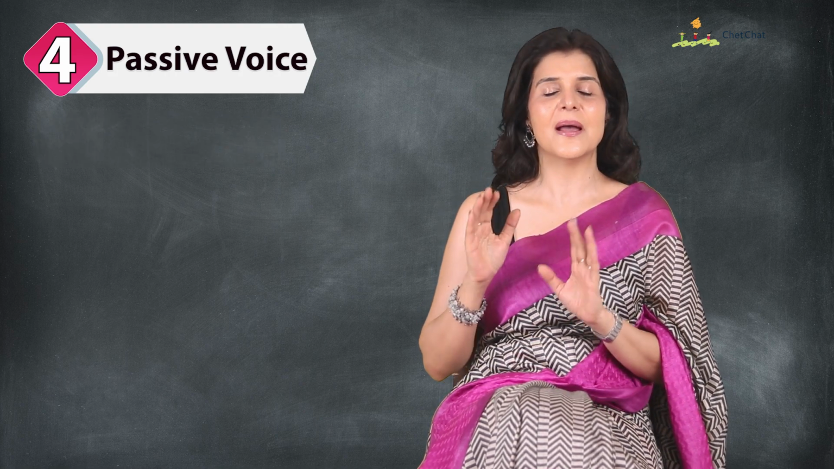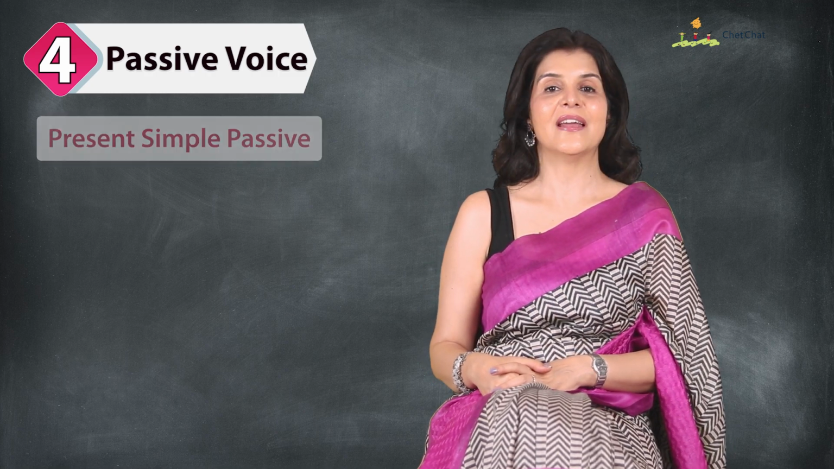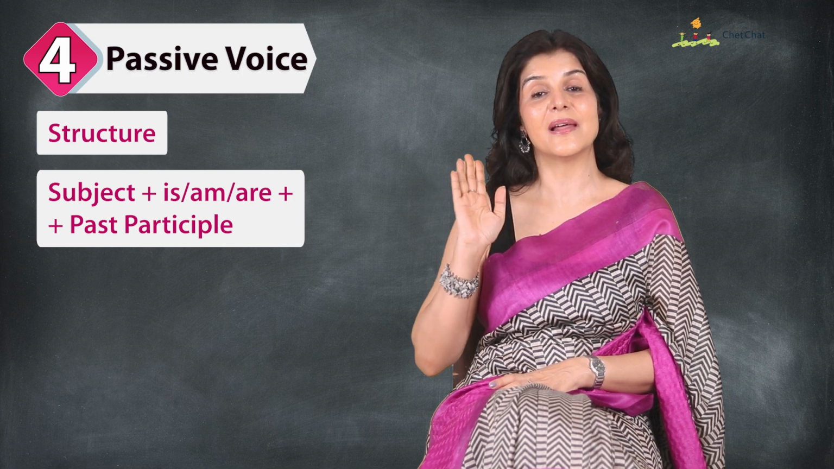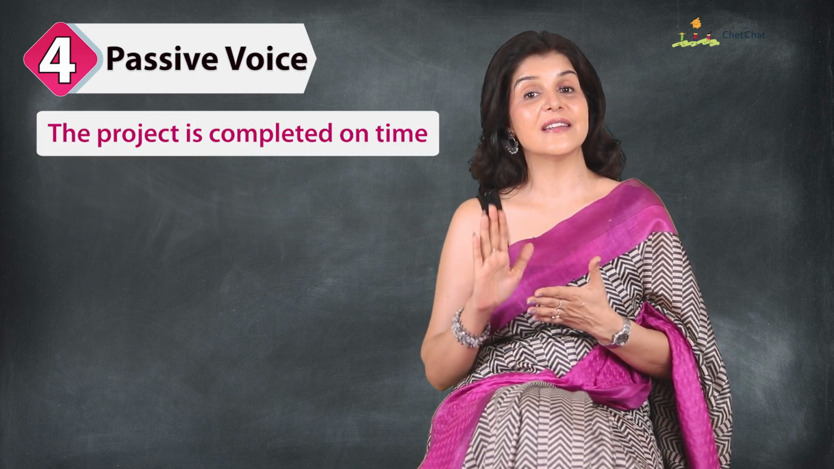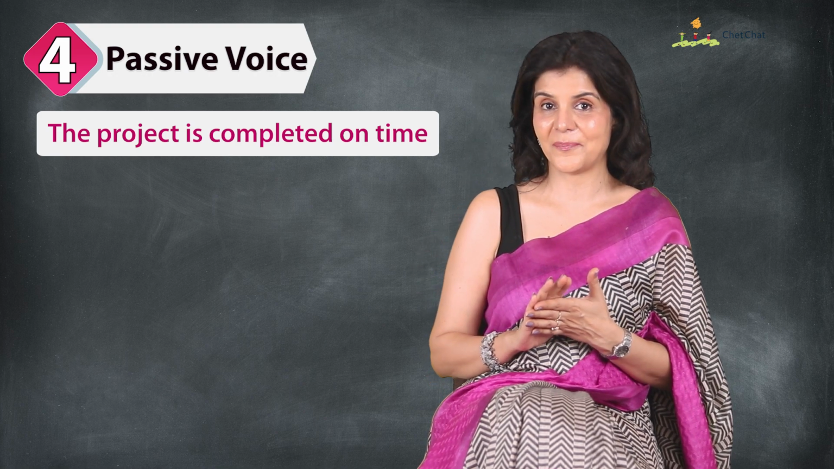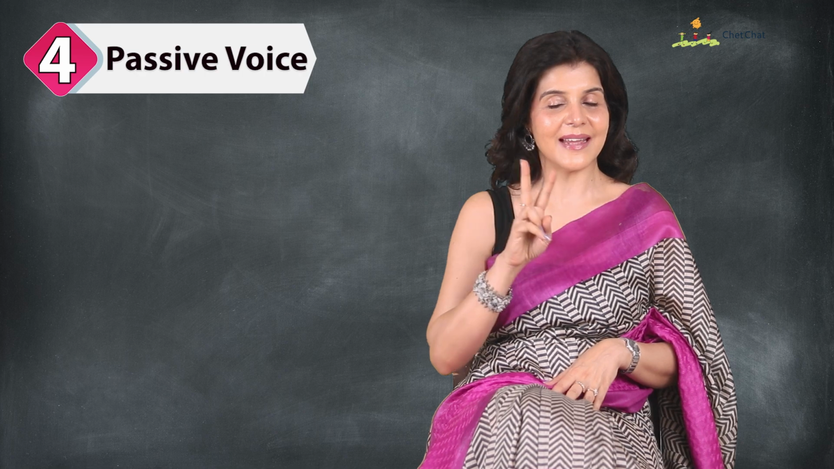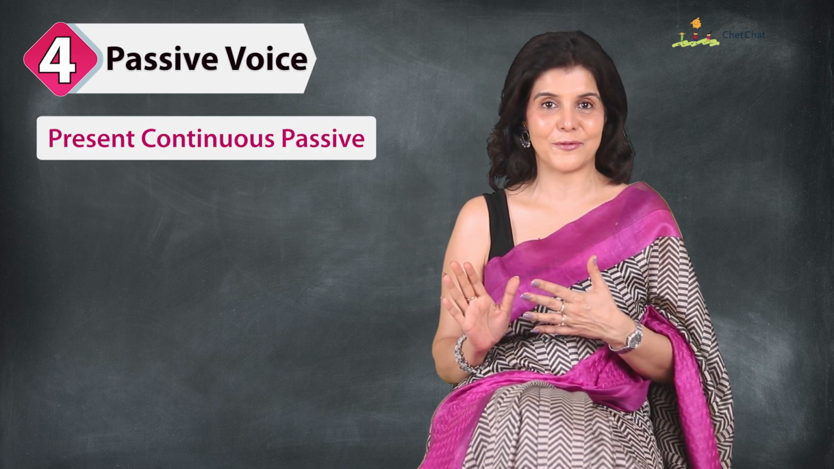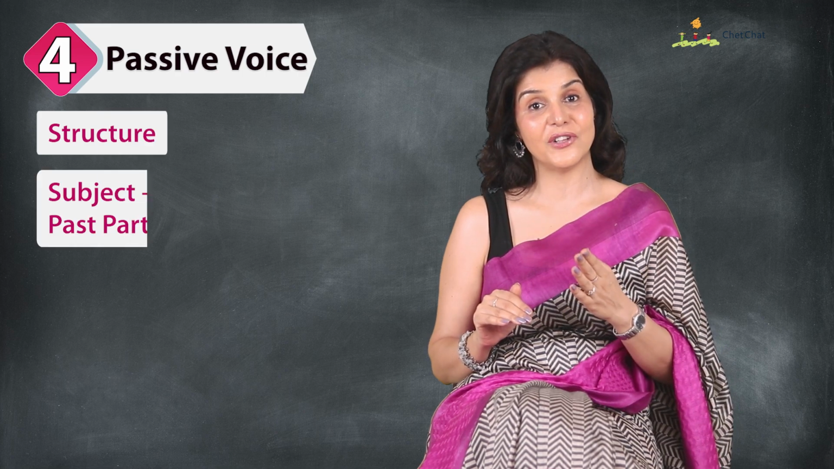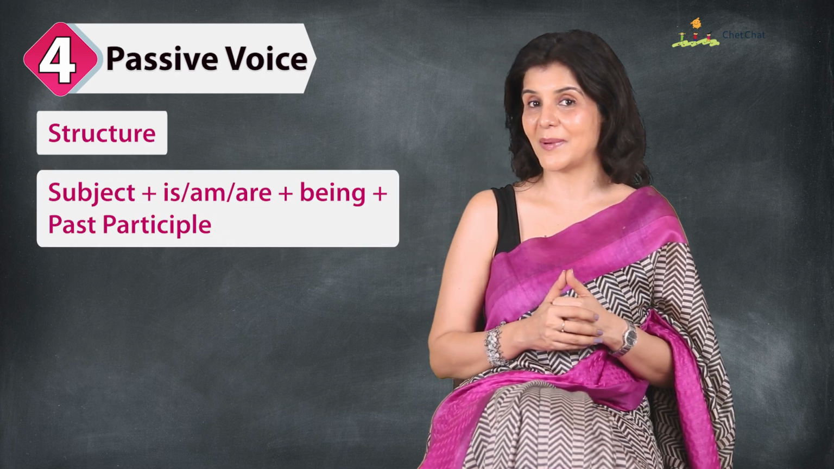The first is present simple, and we're talking about the passive voice. The structure is subject plus is, am, are plus past participle. The project is completed on time. The homework is checked by the teacher. The second type of present tense is present continuous tense in the passive voice. The structure is subject plus is, am, are plus being plus past participle.